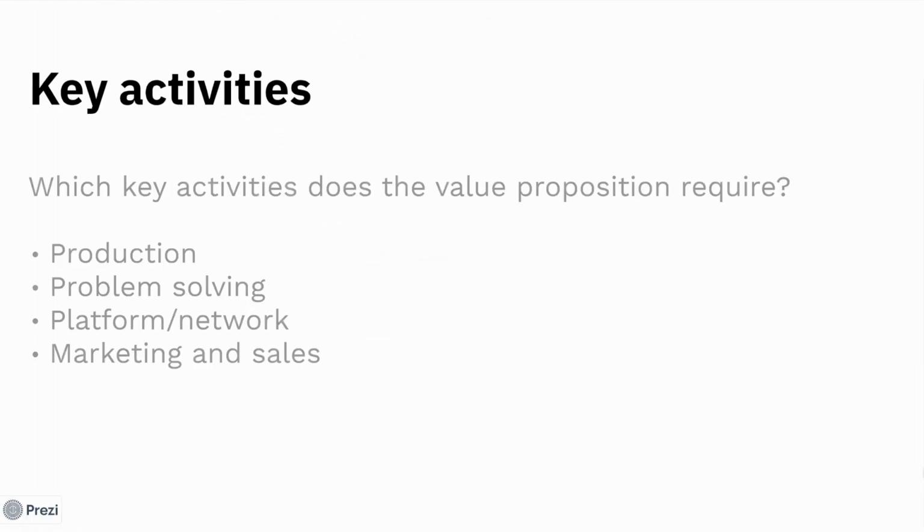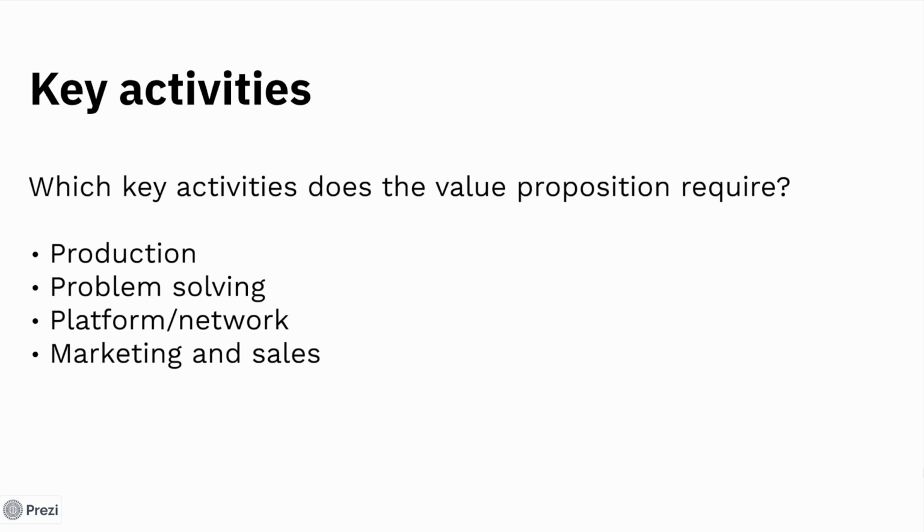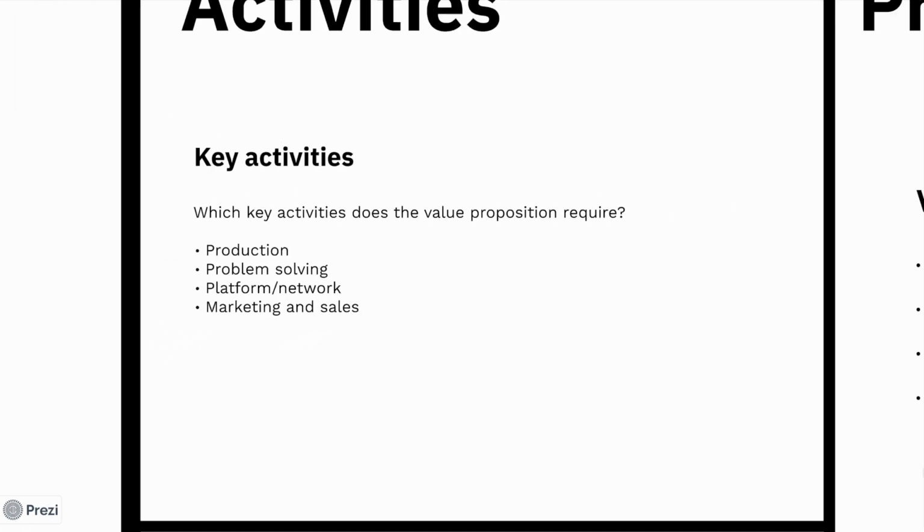Next is key activities. What needs to happen within your company in order to deliver the value proposition? Which key activities are required? What is it that you need to do within your business? What needs to happen in production, in problem solving, within your platform or network, and in marketing and sales?